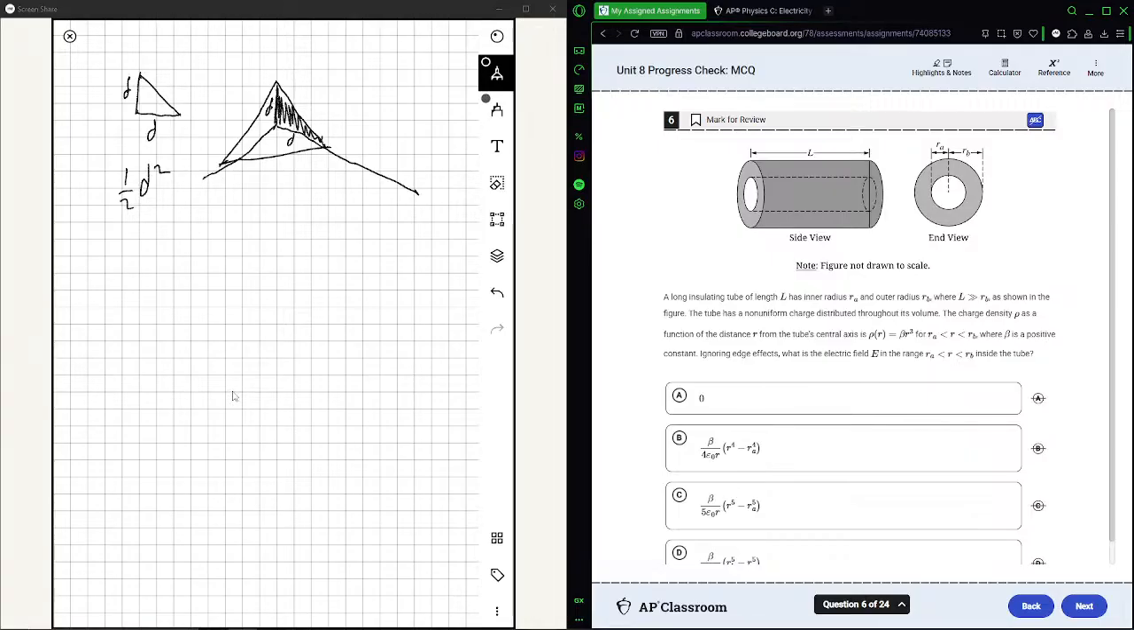A long insulating tube of length L has inner radius R. So it's an insulating tube, meaning charges uniformly distributed probably. Oh no, it has a charge density as a function of R. Okay, wait, this is not bad. If charge is uniformly distributed, isn't it always... Oh, charge density is not uniform. It's not constant. Max made a mistake.